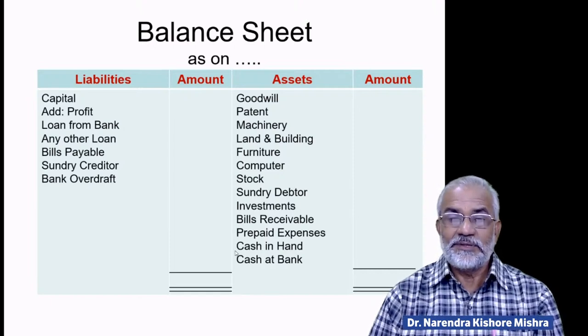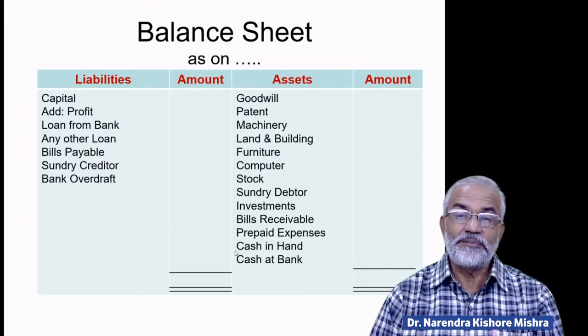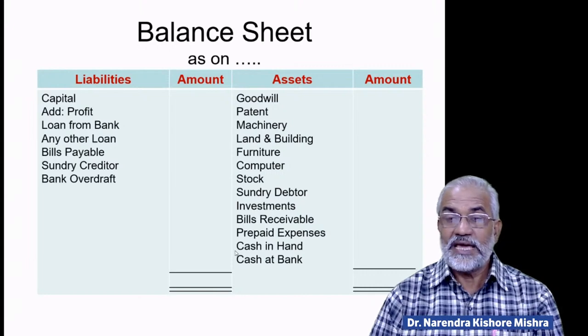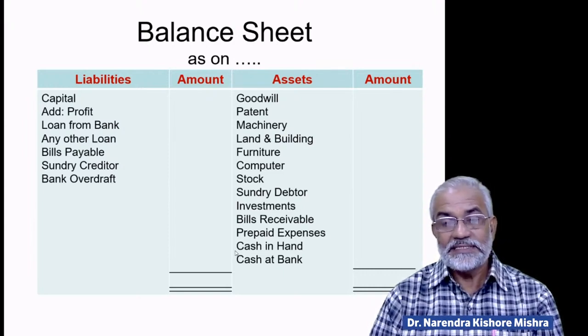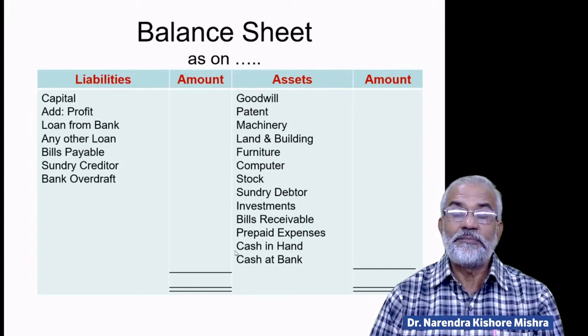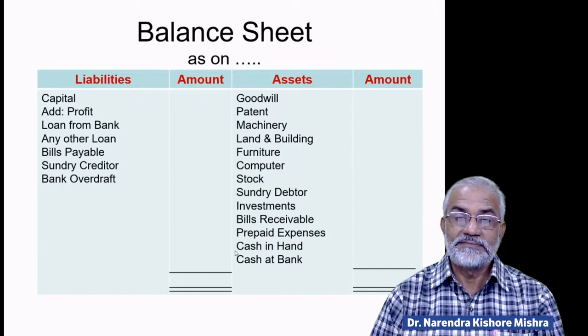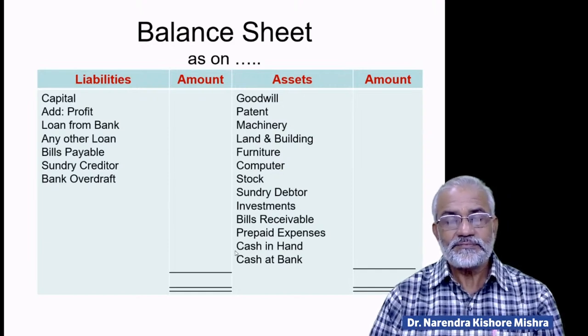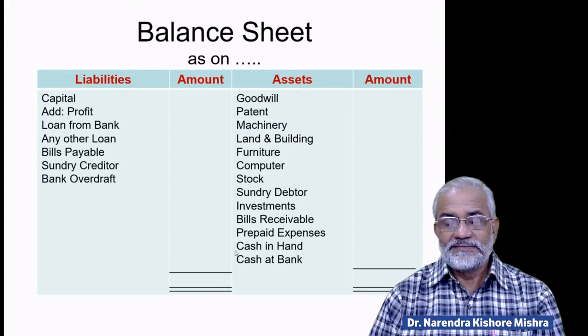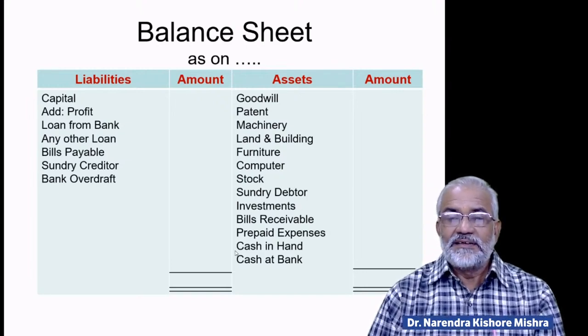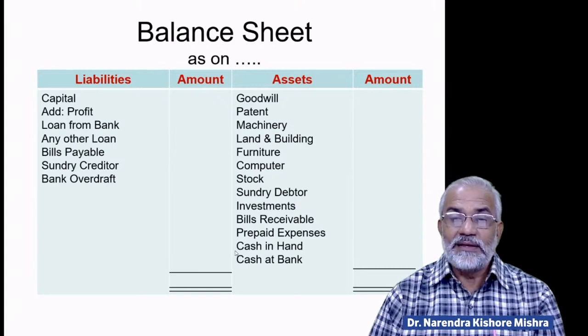On the asset side of the balance sheet, the first item appearing is goodwill. Goodwill is an intangible asset. Intangible asset means the assets which cannot be touched, which cannot be seen, which do not have any physical existence. So is also the case of patents, the next item. Goodwill, patents, copyrights, technical know-how, all these things will appear as intangible assets. Intangible assets are fixed assets. There may be other fixed assets which are called tangible.